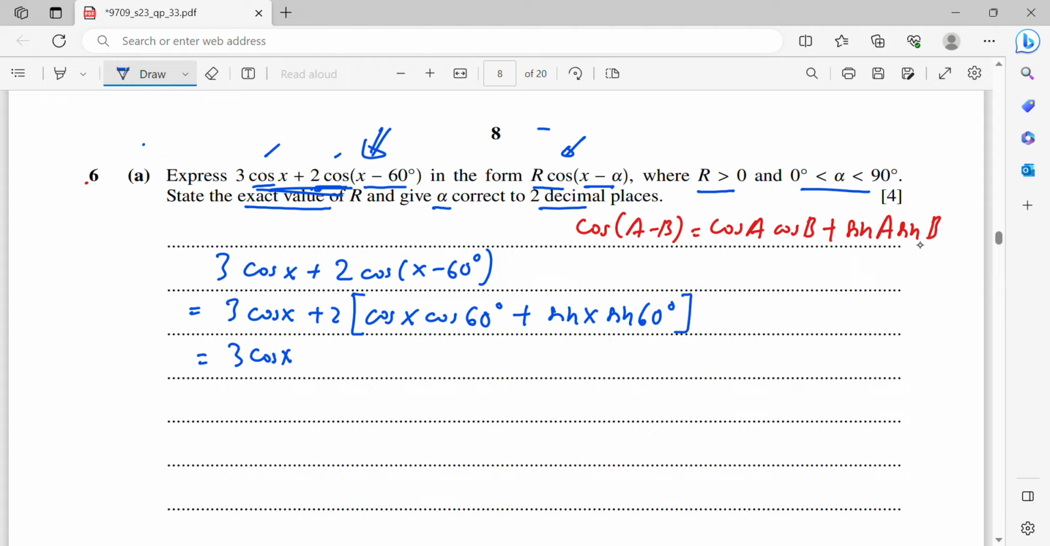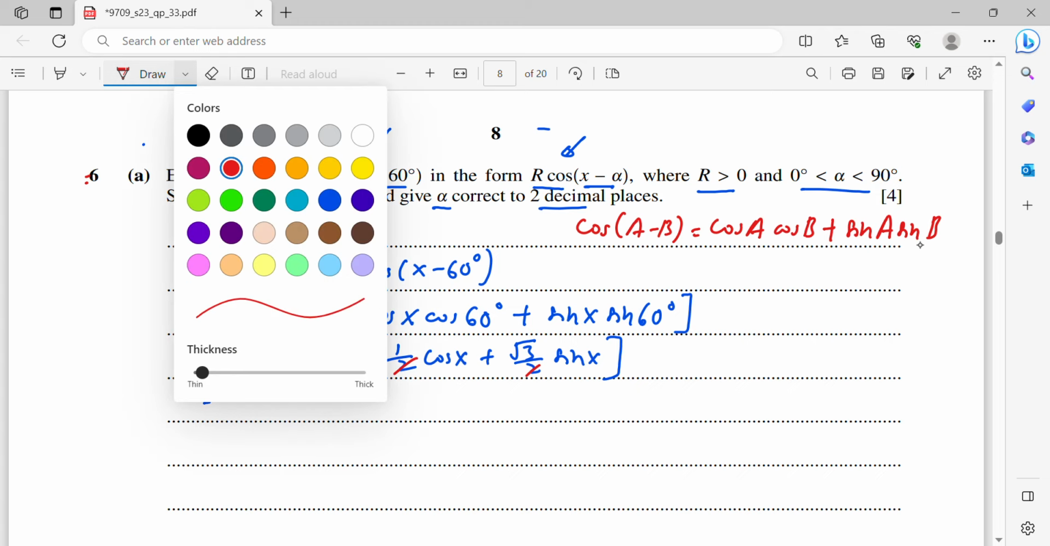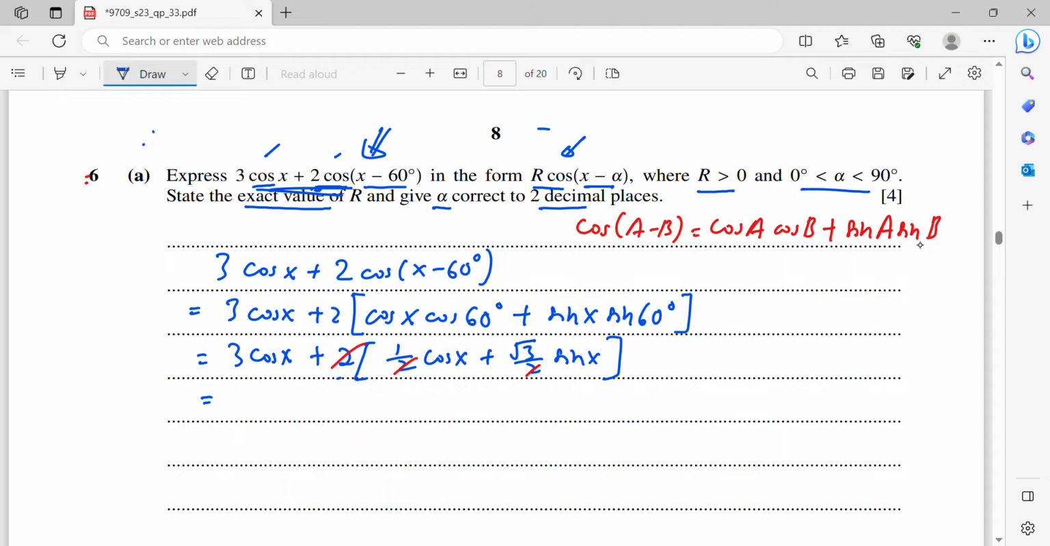Okay, now simplify. Cos 60 is half. So I will get half cos x. Sine 60 is square root 3 over 2. Okay, but then don't forget you still have the 2 outside the bracket. So times the 2. So basically the 2 and the half will be cancelled off. Alright. And then now I can just add on the cos. So here is 3 cos x. This is plus 1 cos x. That means I'm getting 4 cos x plus square root 3 sine x.